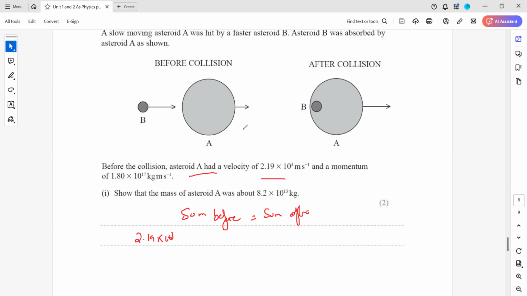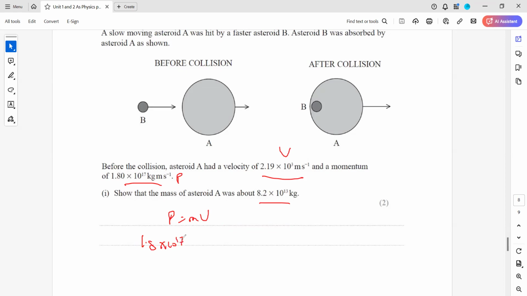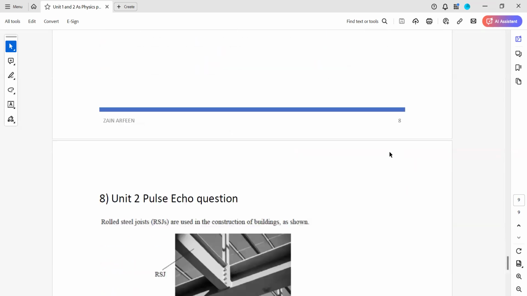So we just need the mass of the asteroid. We have the velocity and we have the momentum, we just need the mass. So momentum is m into v. We have momentum here 1.8 into 10 to the power 17. M we don't know, and the speed v is 2.19 into 10 to the power 3. So we can just divide, and we'll get the mass of this asteroid.